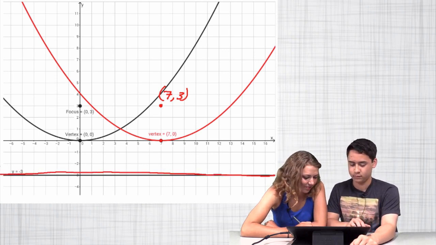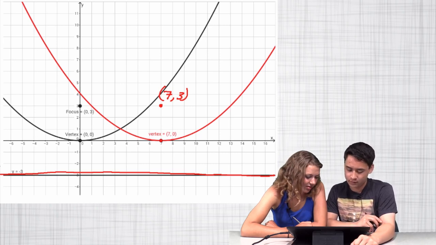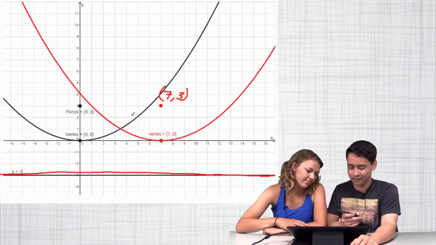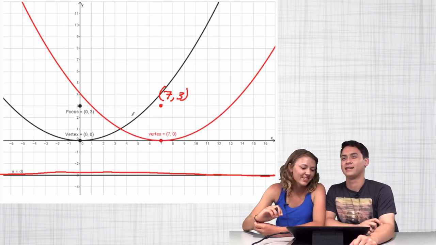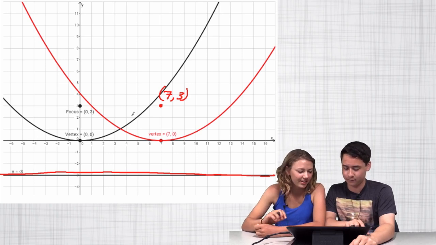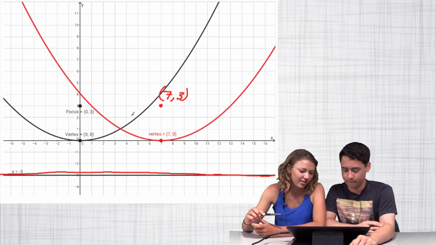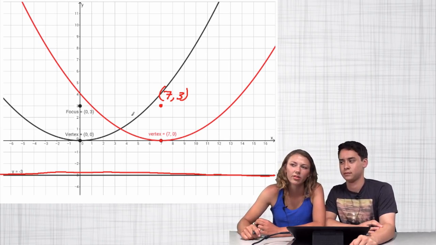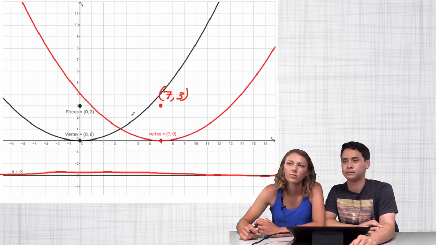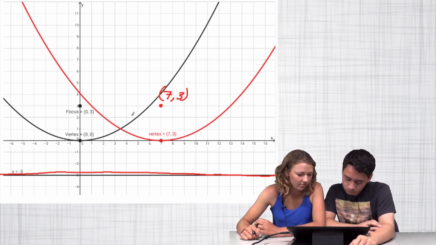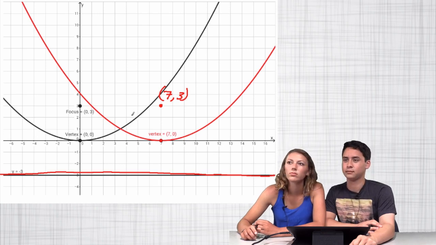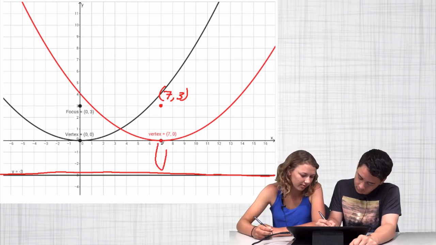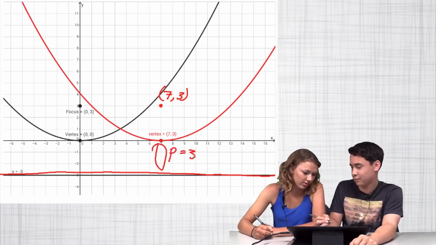So why do you think the focus changes but not the directrix? I don't know. Because the focus is a single point, so it needs to be kind of specific, but then the directrix kind of covers a large scale of it, so it can work for more than one focus. Okay. Can you see the p-value for this new parabola? 3. Can you label it for me? Like p equals 3.